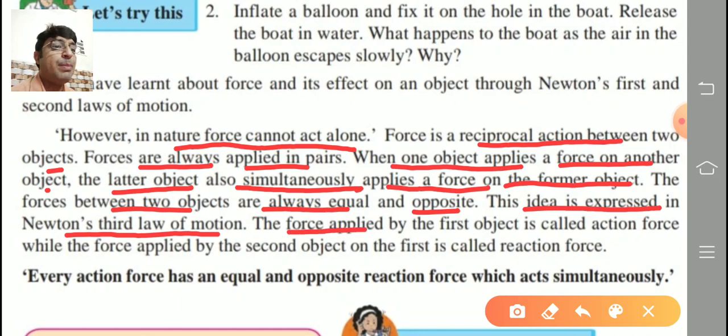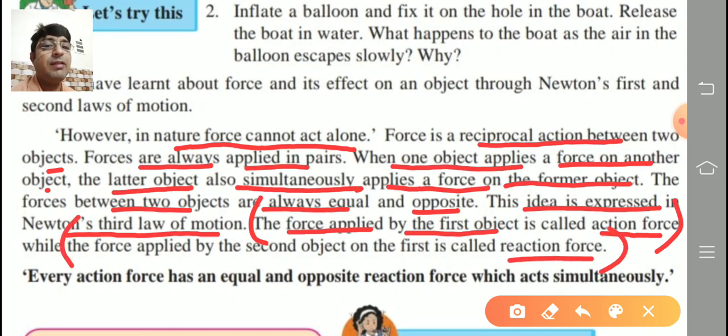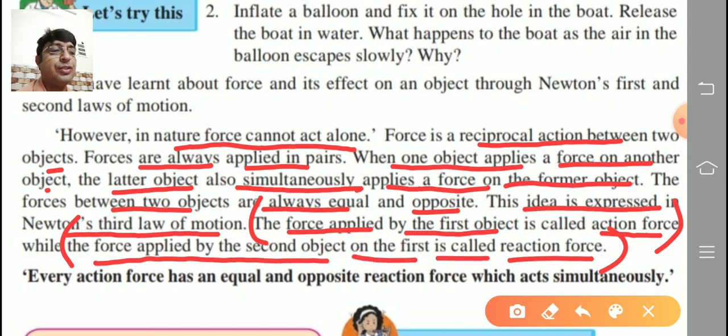The force applied by the first object, underline, the force applied by the first object is called action force. What is action force? So mark the answer. And second, what is meant by reaction force? So mark this answer. The force applied by the second object on the first is called reaction force. So you mark this properly. What is meant by action force and reaction force?